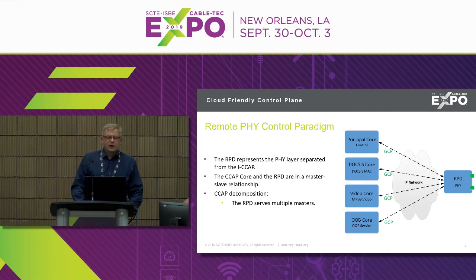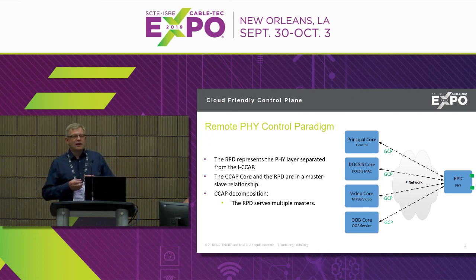So let's start with the cloud-friendly control plane. Let's first describe the Remote PHY control paradigm. As many of you may know, Remote PHY is a concept where the PHY components of the CCAP are taken out of the same system and put in a separate system located in a different place. Those systems are called CCAP core, that's the CCAP without the PHY, and the RPD that implements the PHY components of the CCAP. Between them, there is a set of networking connections.